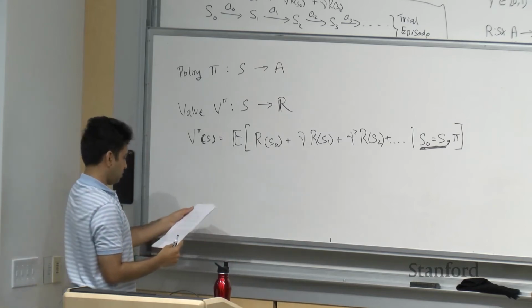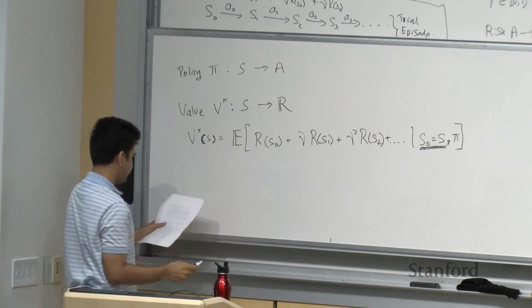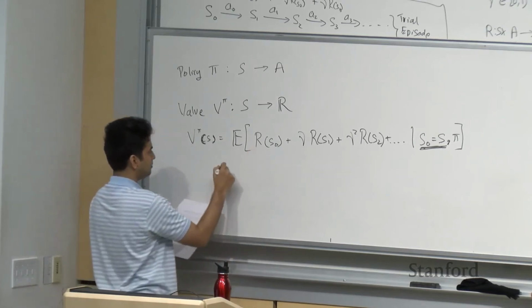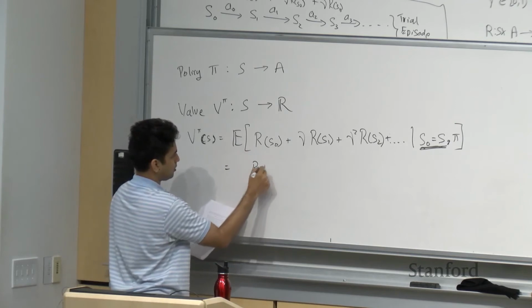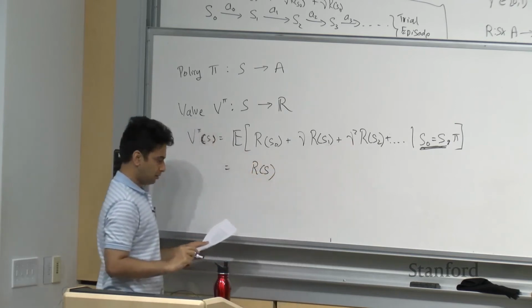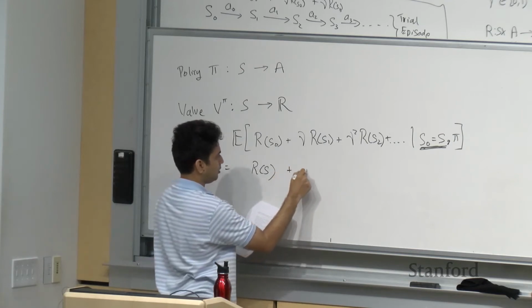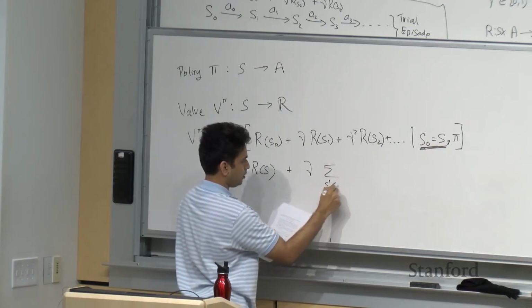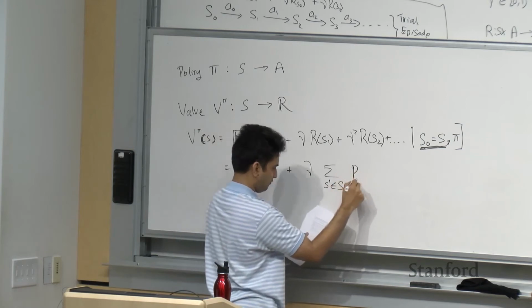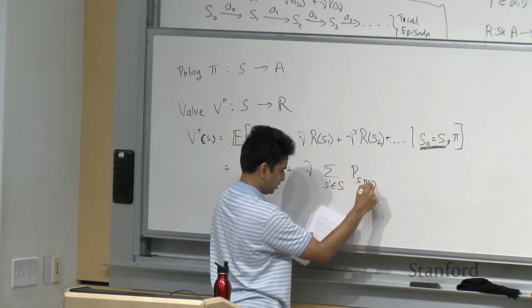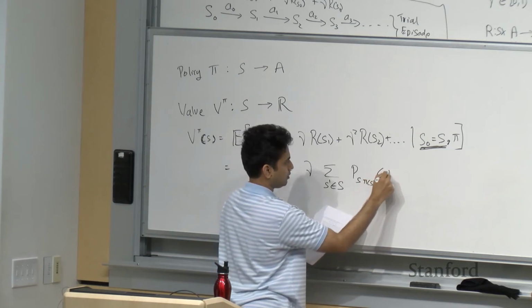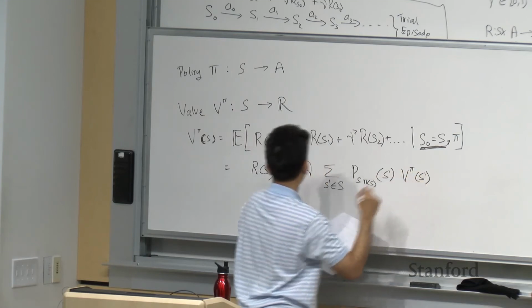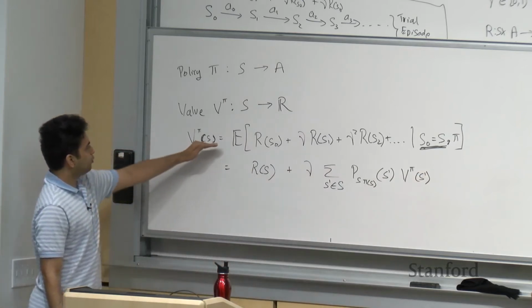Now we can rewrite this in a slightly different way, by recognizing that S0 is not random. We can rewrite this as R of S, because S0 was just equal to S, plus gamma times the sum over S prime in S of P of S, pi of S, of S prime, times V pi of S prime. How did we go from this equation to this equation?